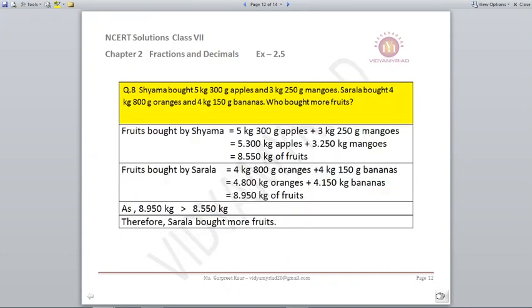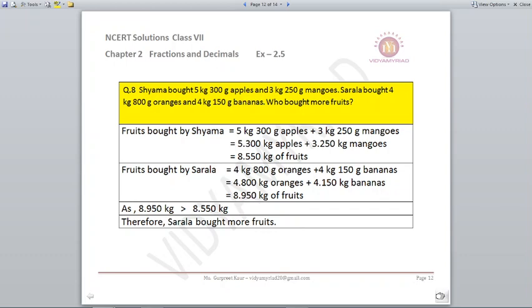Question number 8. Shama bought 5 kgs 300 grams apples and 3 kgs 250 gram mangoes. Sarla bought 4 kgs 800 gram oranges and 4 kgs 150 grams bananas. Who bought more fruits? So we need to just add. There are many ways to do this. You can even write kgs and grams in a tabular form and then write 5 and 300. Upon that, kgs will remain under kgs, grams will remain under grams. That way also you can do in a tabular form. Now here also this is also correct.